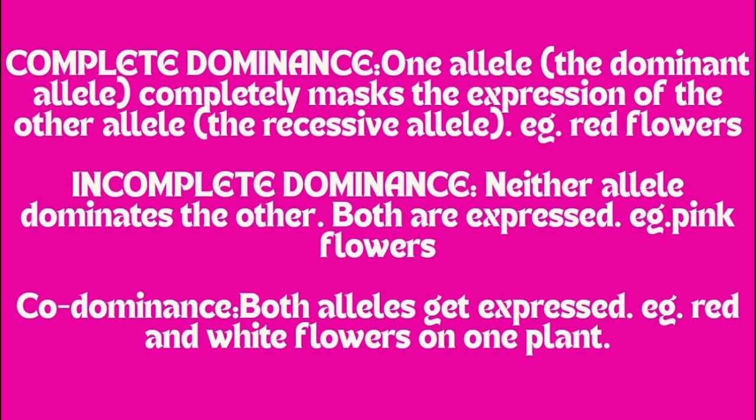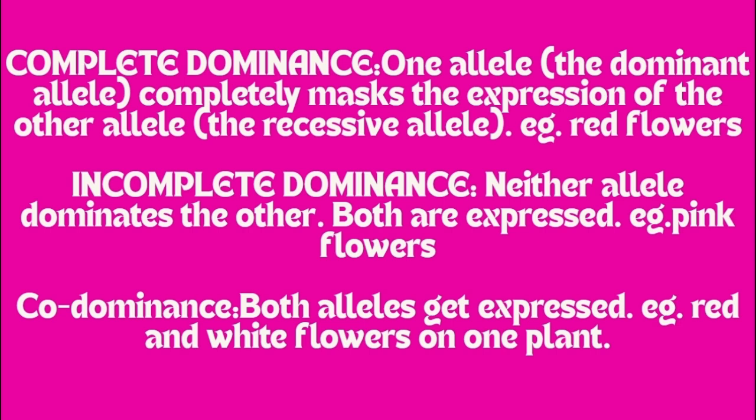Incomplete dominance, neither allele dominates the other. So let's just say we had a red flower and a white flower, and in the fertilization they mated. The flower that we're going to get is going to be a pink flower. So it means that both alleles are going to be expressed, and usually when that happens, it's going to give rise to a completely new trait or a different color, because obviously neither parent was pink. One parent was red, one was white. So how did we get pink? Because it was incomplete. It was like a blend of both colors.